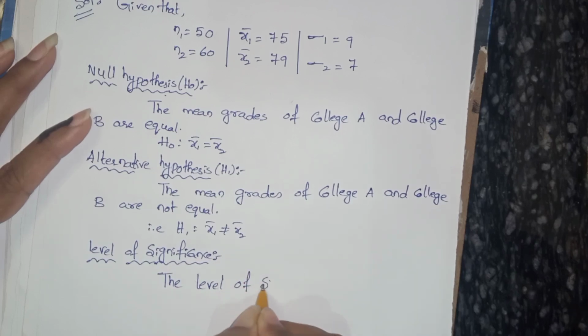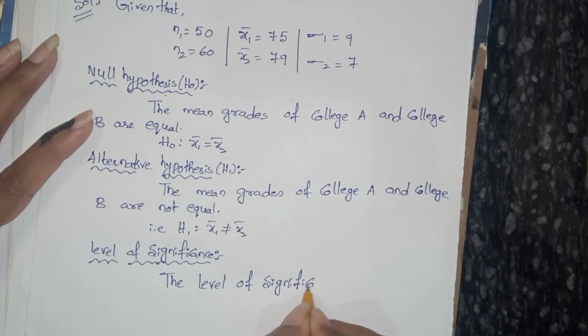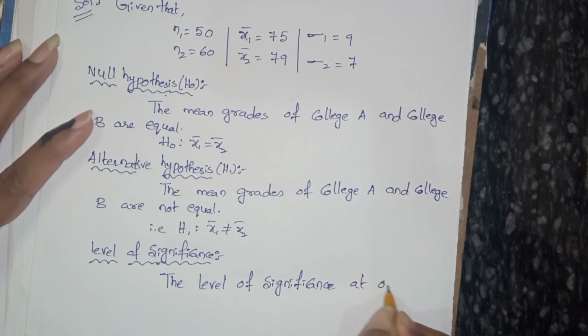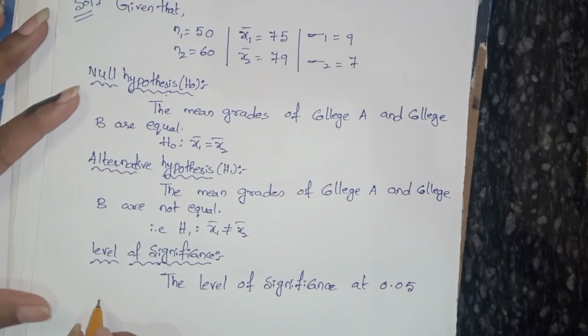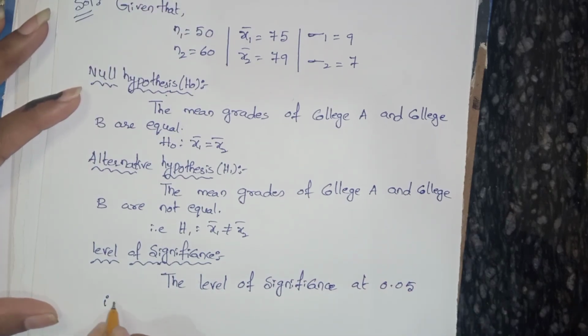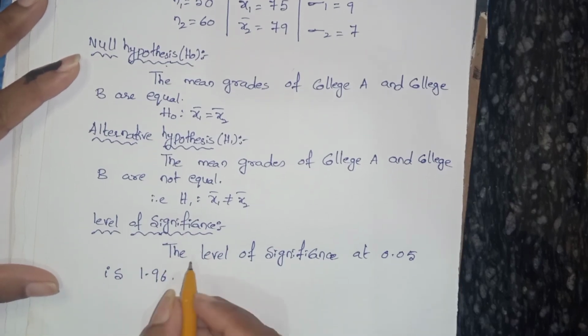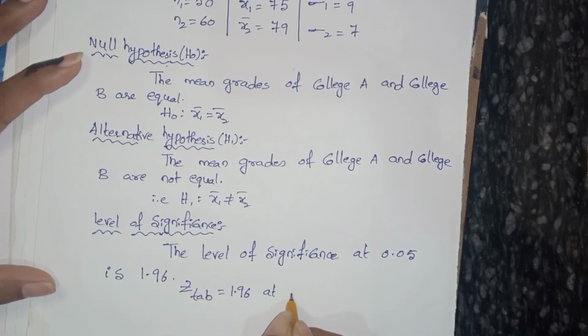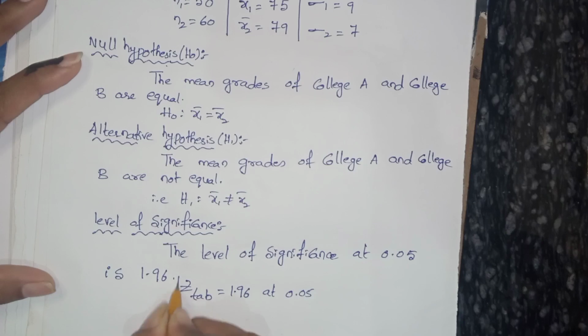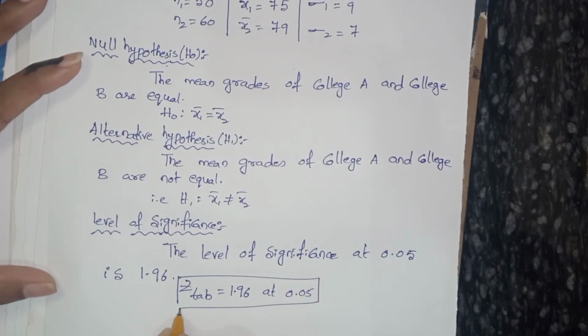The level of significance at 0.05 is 1.96. That means the Z table value equals 1.96 at 0.05, or else we can say that it has a 5% level of significance.